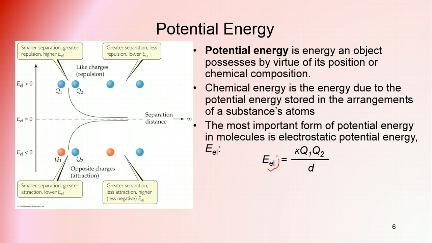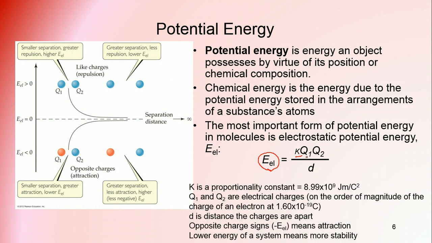But here's the equation for electrostatic potential energy. And so we've got K here, which is a constant. We've got Q1 and Q2, which are electrical charges. So for example, an electron would have a negative 1.60 times 10 to the negative 19th coulombs. So capital C is a coulomb. And likewise, a proton would have a positive version of that charge.